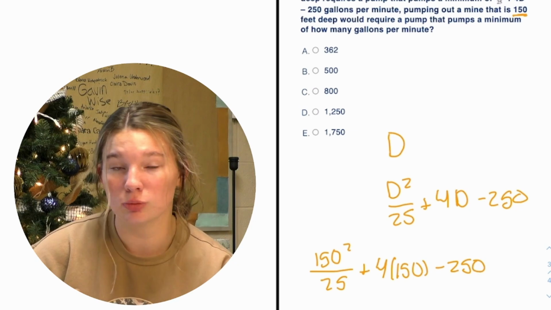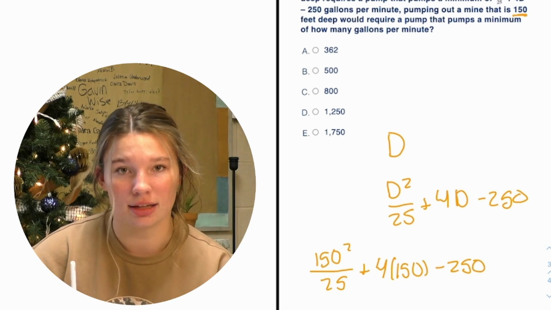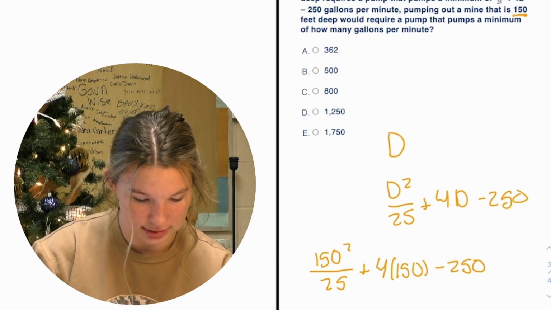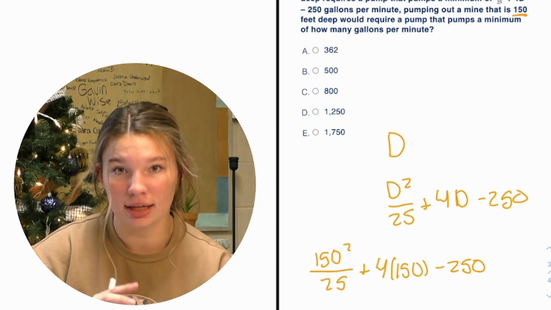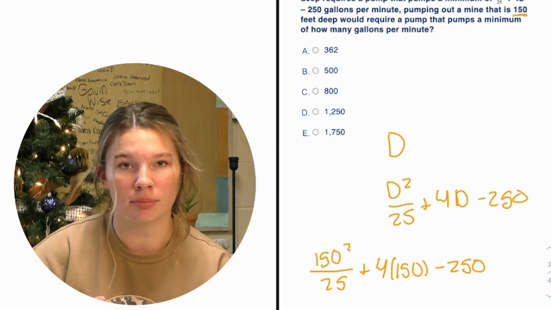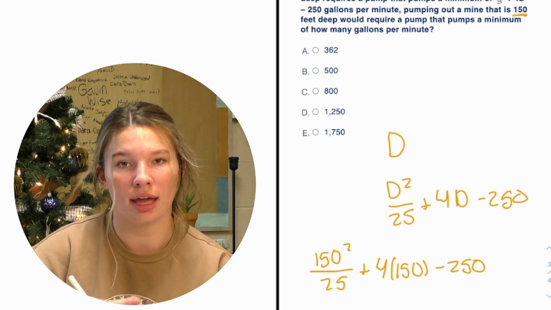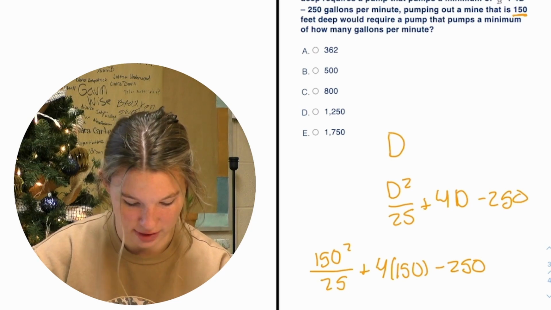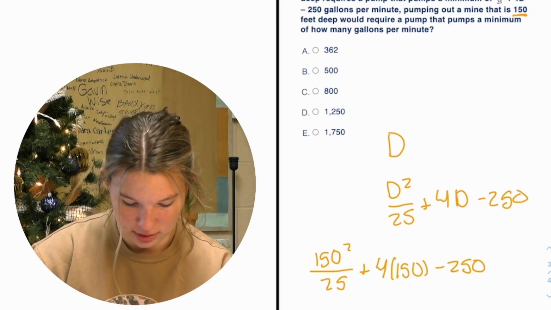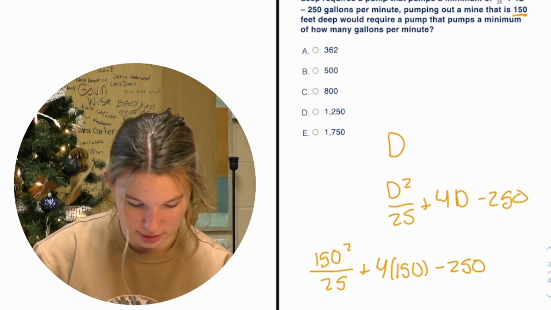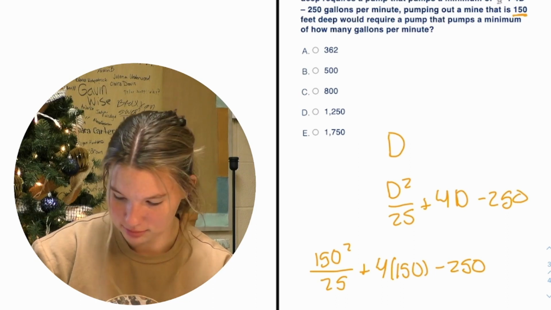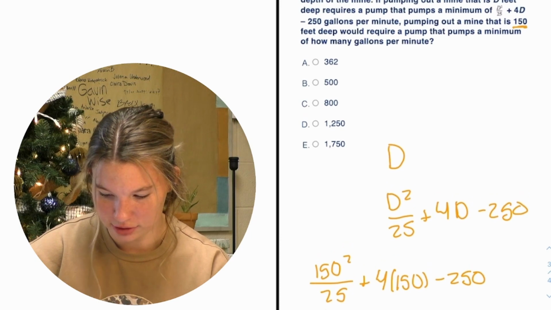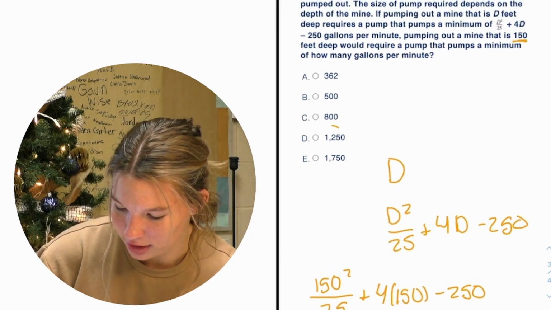Now at this point, we just plug this into a calculator and let the calculator do the work. Remember to be very careful when you're typing things into a calculator, because it can do all the work, but a simple mistype can mess up the whole problem. So 150 squared divided by 25 plus 4 times 150 minus 250 will give us 1,250. So our answer choice here is D.